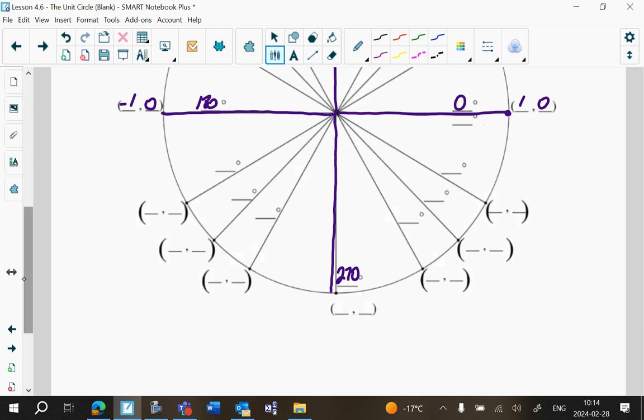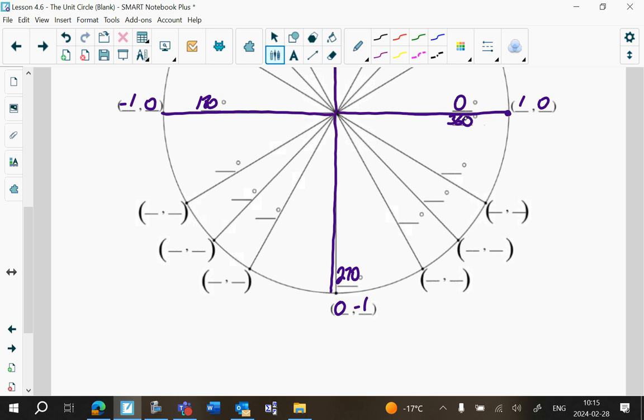And let's go all the way back around where we started. So not only is it 0 degrees, it's also 360. Wow. So two angles have a point at 1, 0. 0 degrees, and if you go all the way around, 360. Okay, so we've just added more angles. You guys now know the points for 180, 270, and 360.